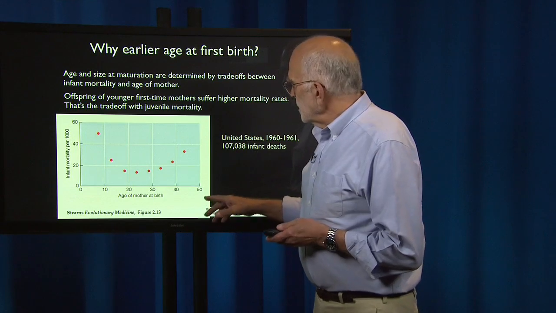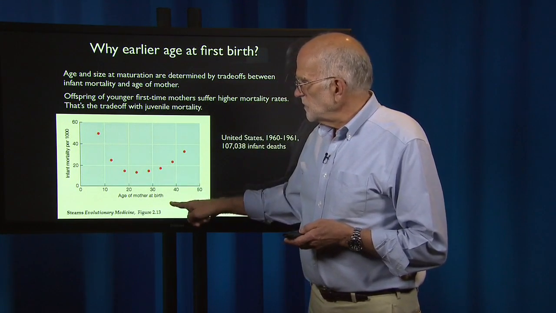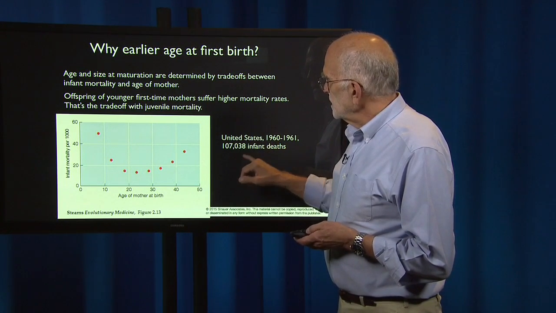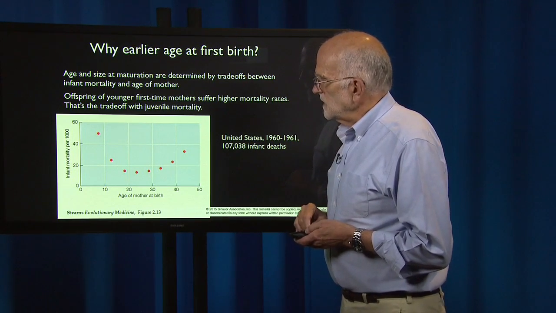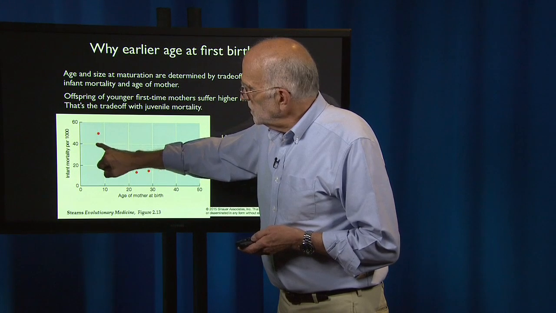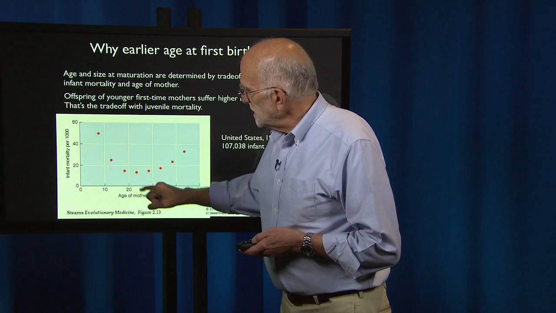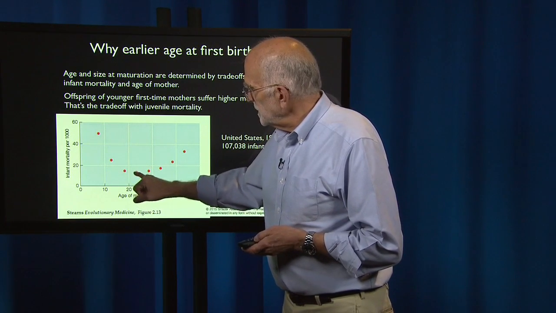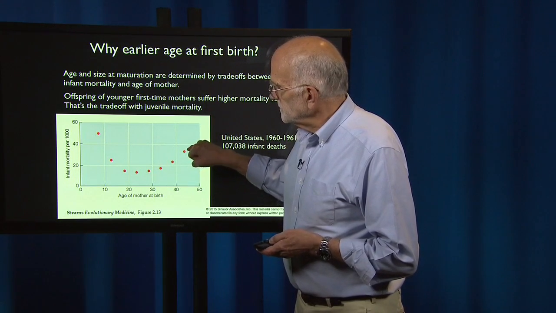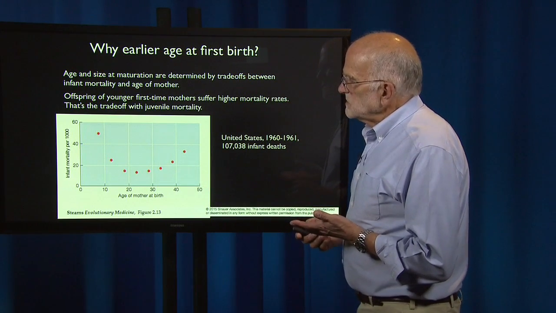So here is a curve of infant mortality versus age of mother at birth for the population of the U.S. in 1960-61, with a sample size of a bit over 100,000. And you can see that girls who are having offspring before they're 10 years old have a very high probability that their baby will die. That drops down to a minimum at about 22 years of age and then begins to rise particularly strongly after 35.